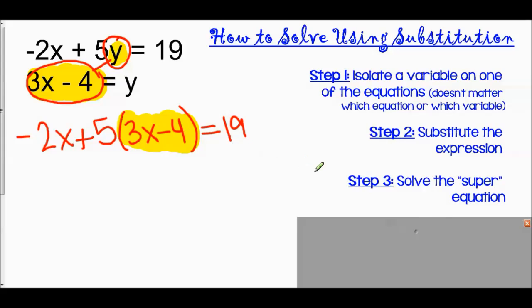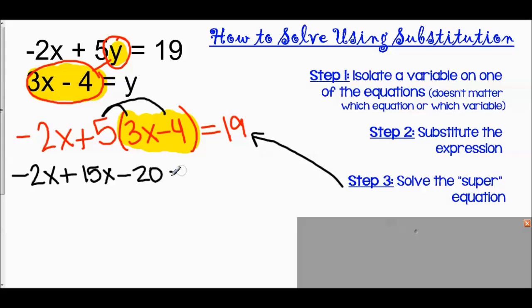Now I'm going to solve what I'm calling the super equation. Negative 2x plus 5 times the quantity 3x minus 4 equals 19. I'm going to solve that super equation. When I'm solving this equation, my goal is to isolate the variable, which is x. And so before I can really start undoing what's happening to the variable, you remember we need to clean it up. Part of cleaning up is going to be to distribute that 5. So negative 2x comes down, plus 5 times 3x is 15x, and 5 times negative 4 is negative 20. That equals 19.